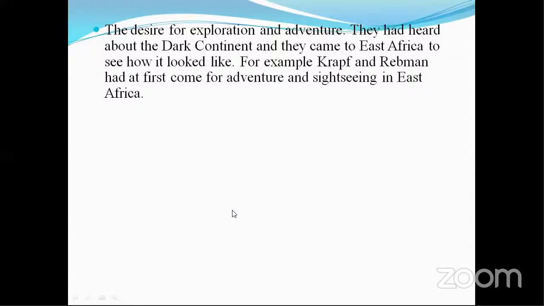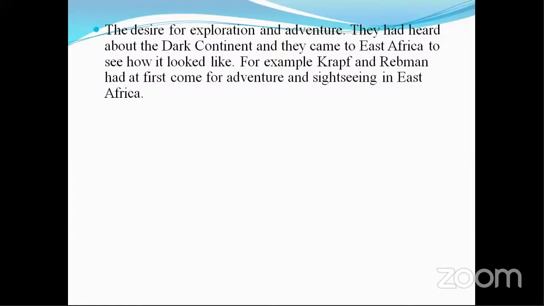The desire for exploration and adventure. They had heard about the darker continent, and they came to East Africa to see how it looked. For example, Krapf and Rebmann had at first come for adventure and sightseeing in East Africa. Now, this also answers the question that was posed by someone, okay? That was H.M. Stanley, an explorer or a missionary? I think now here you can see it very well. Some missionaries at first came as explorers, then went back and came back as missionaries.